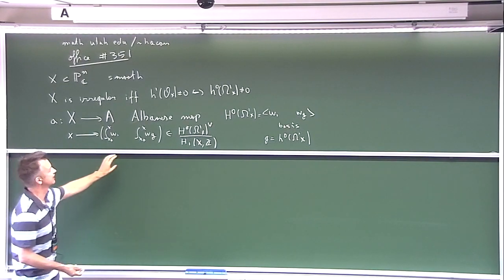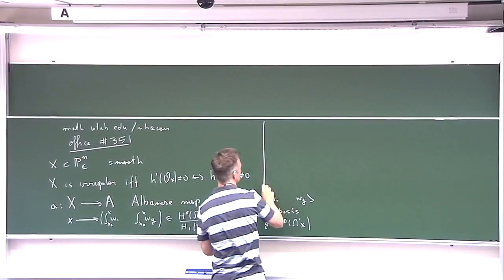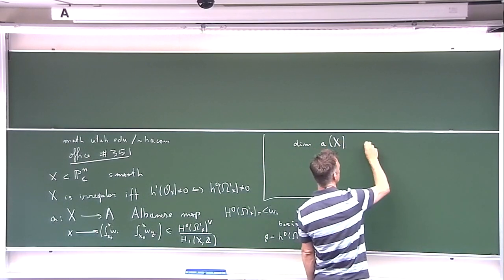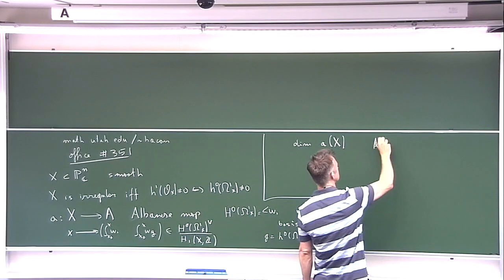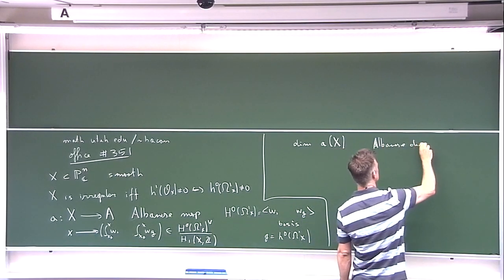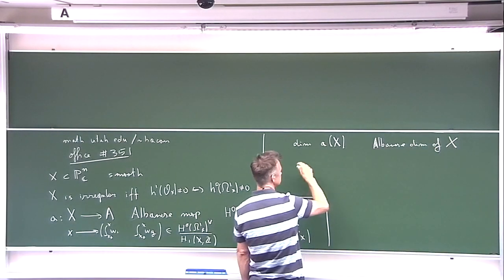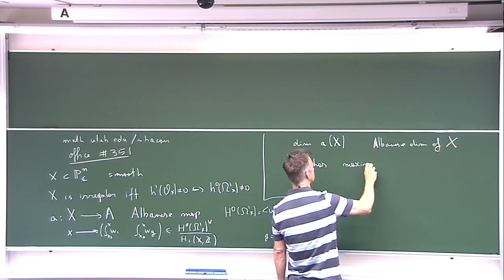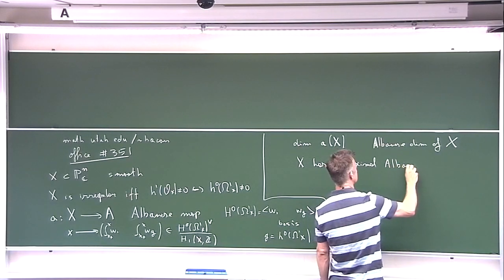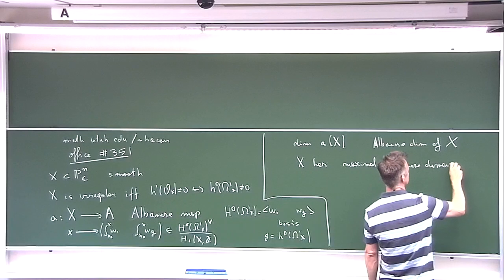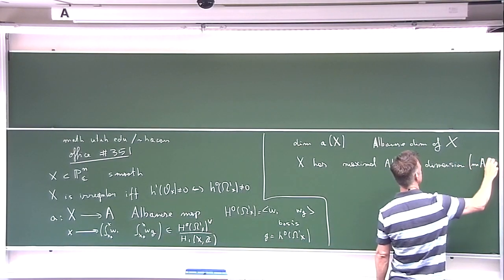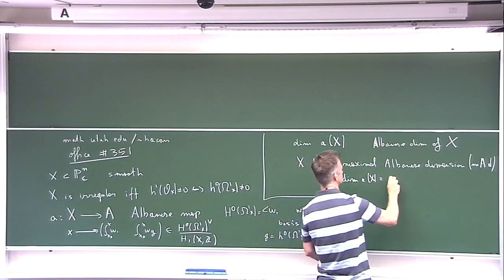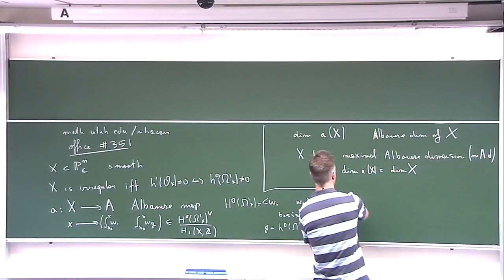In terms of notation, let me set the dimension of the Albanese image of X to be known as the Albanese dimension of X. And I will say that X, in the best case scenario, has maximal Albanese dimension, of course, if its Albanese dimension is actually equal to its dimension.